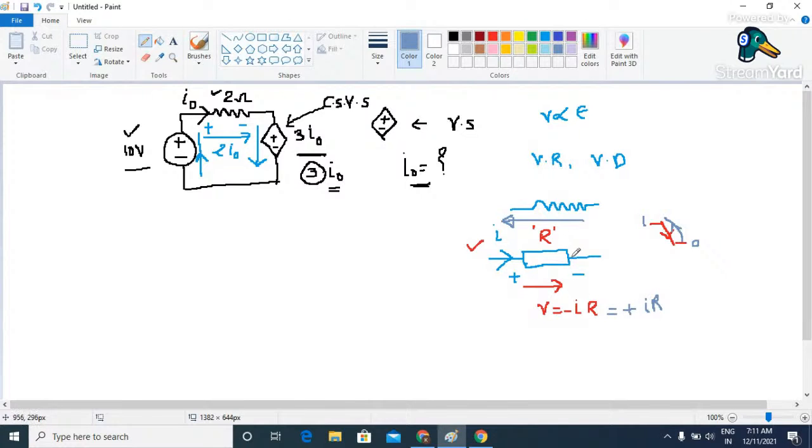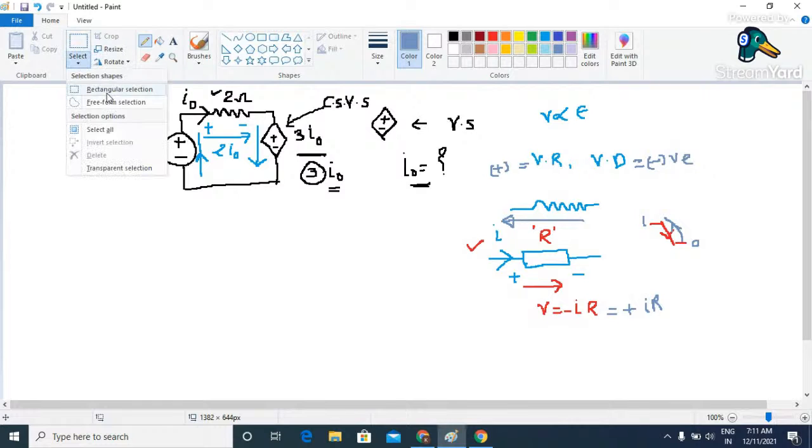So this sign convention you need to implement. According to my sign convention, voltage drop is negative, that means when we are moving in the direction of current, and voltage rise is going to be positive when we are moving in the opposite direction of current. So these thumb rules you have to remember while solving this numerical.